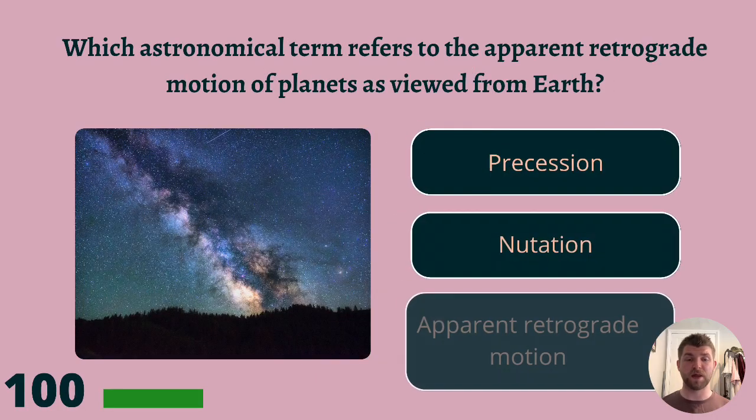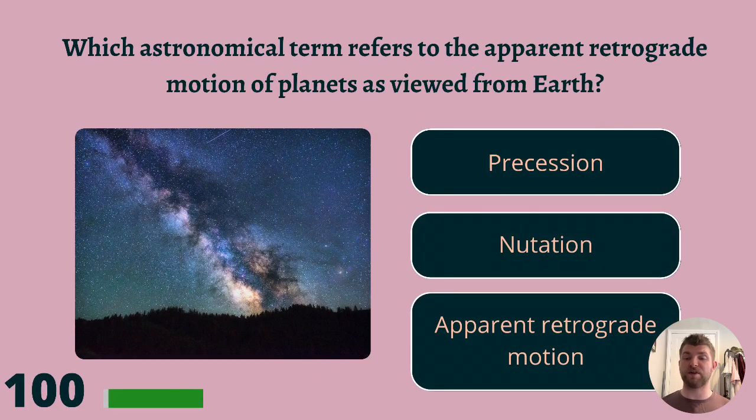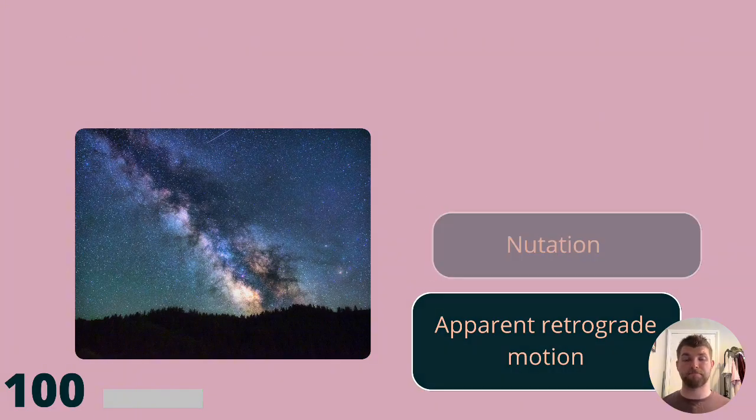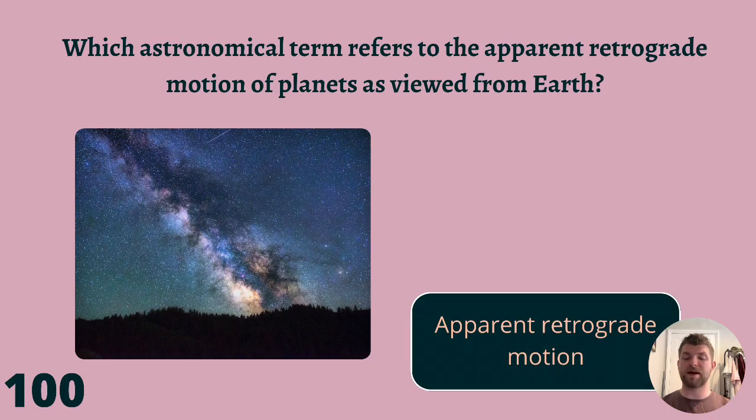Question 100. Which astronomical term refers to the apparent retrograde motion of planets as viewed from Earth? Precession, nutation, or apparent retrograde motion? The correct answer is apparent retrograde motion.